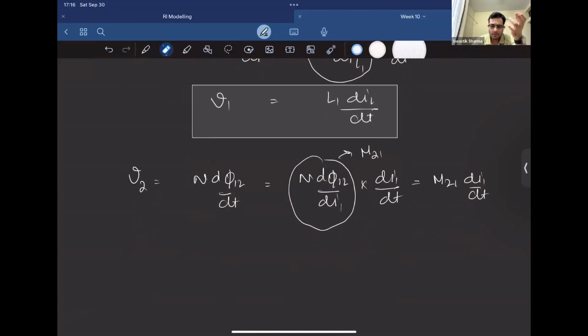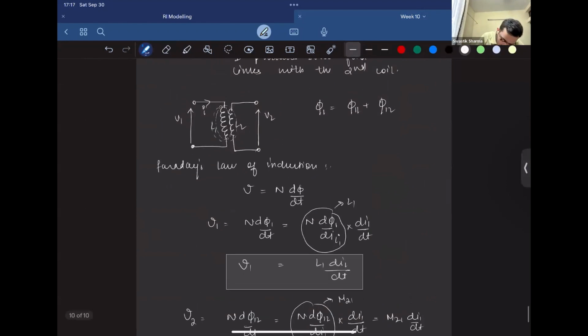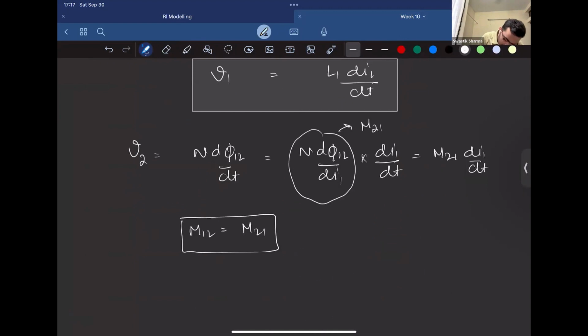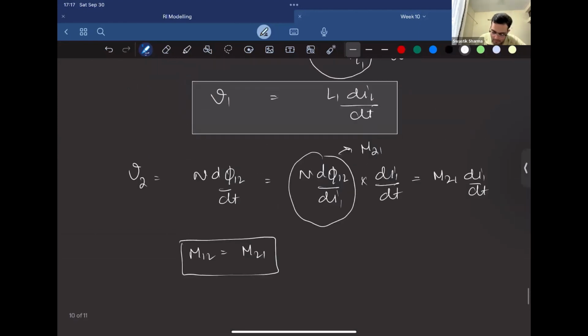Now, you can go through the lecture notes and you will see that sir has given a lot of material, a lot of ways in which he has shown how. So I won't show how M12 and M21 are the same. You may please see sir's lecture notes and follow the derivation to know this.